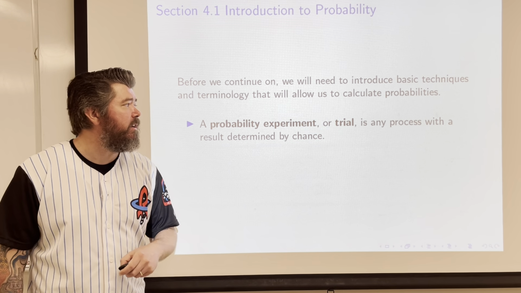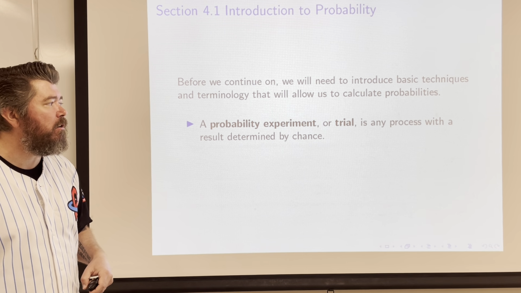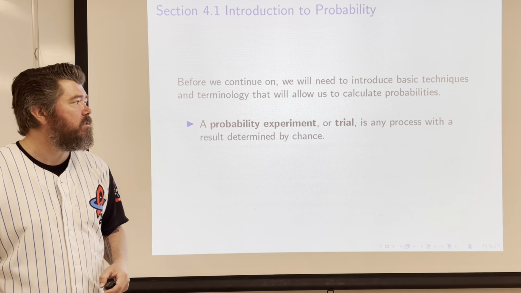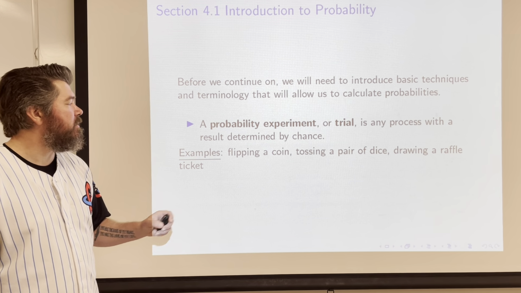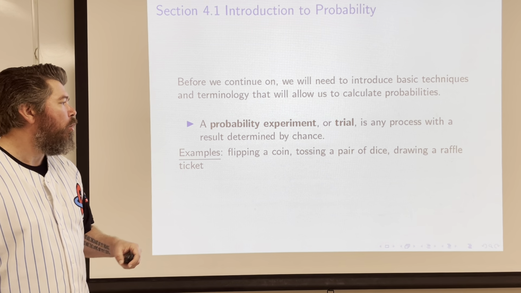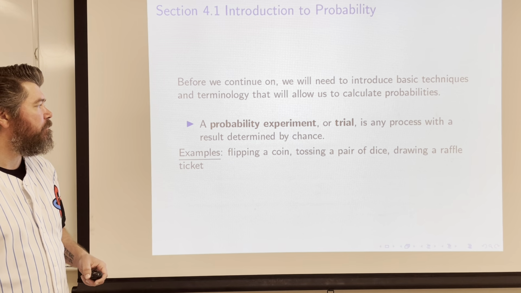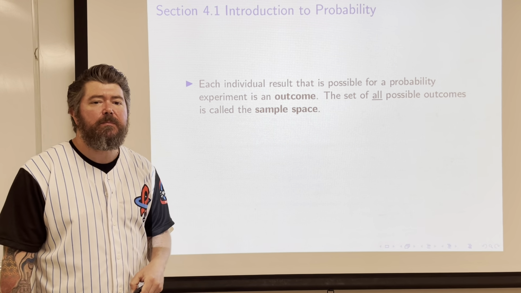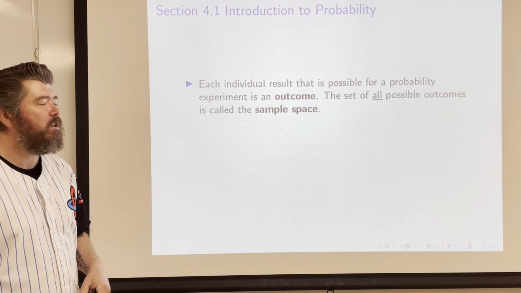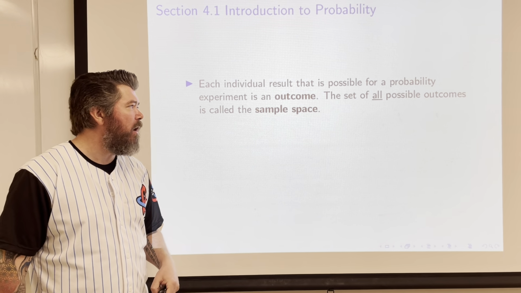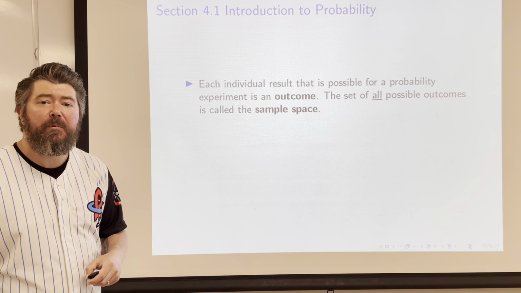A probability experiment, or what we call a trial, is any process with a result determined by chance. Some examples include flipping a coin, tossing a pair of dice, or drawing a raffle ticket. Each individual result that is possible for a probability experiment is what we call an outcome. The set of all possible outcomes is called the sample space.